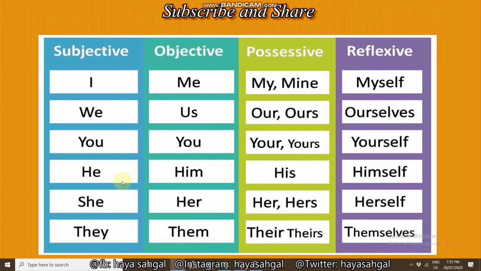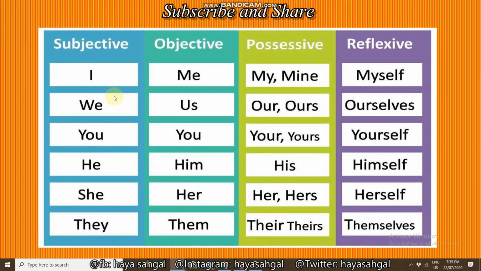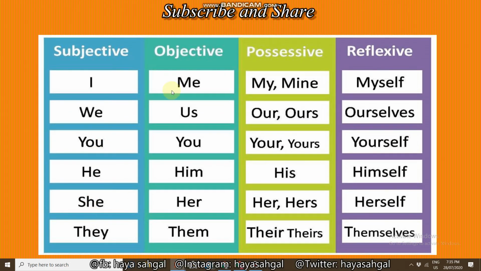So here we have some clear categories: subjective, objective, possessive, and reflexive. As we know, these all are in the first category of pronoun, that is personal pronoun. So subjective are I, we, you, he, she, they. Objective are me, us, you, him, her, them. Possessive, to show the possession, are my, mine, our, ours, your, yours, his, her, hers, their, theirs. Reflexive: myself, ourselves, yourself, himself, herself, themselves.